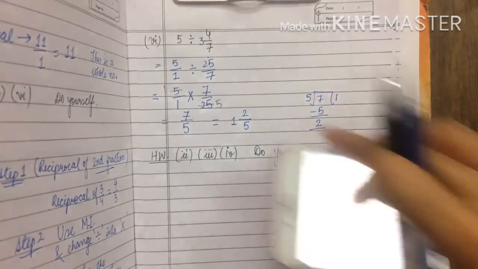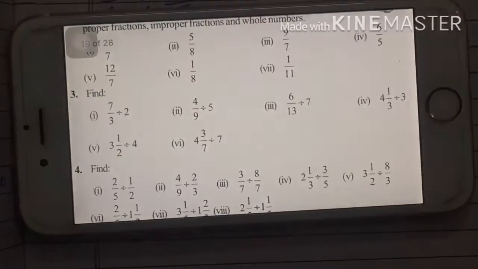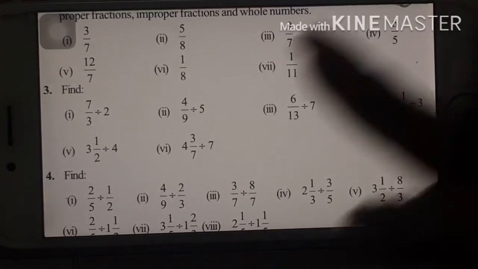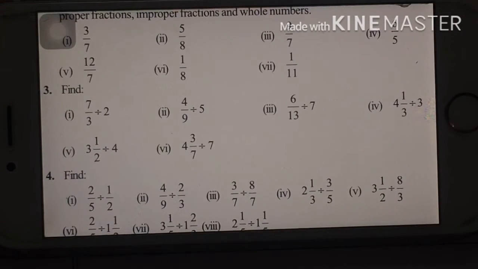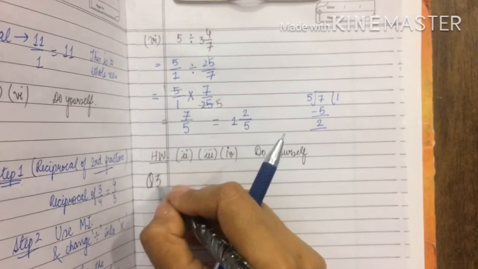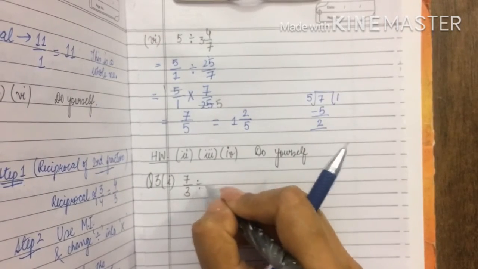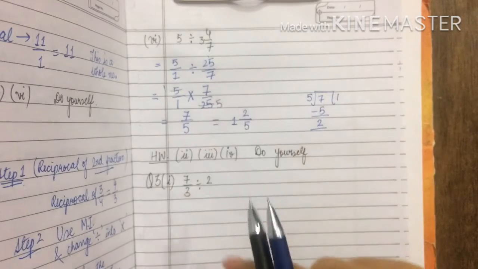Let's take a look at the question. So this is question number 3. Find 7 by 3 divided by 2. As I told you, they have just changed the places. First we have fraction, then we have a whole number. Let's do a few parts from this question. Question number 3. First part, we have 7 by 3 divided by 2. If you want, you can compare.